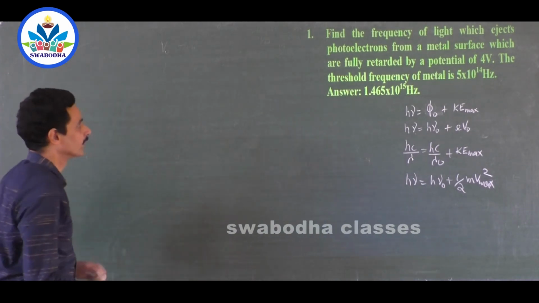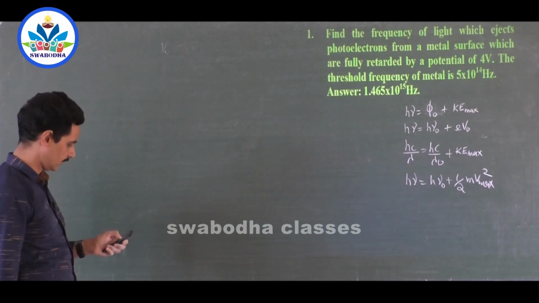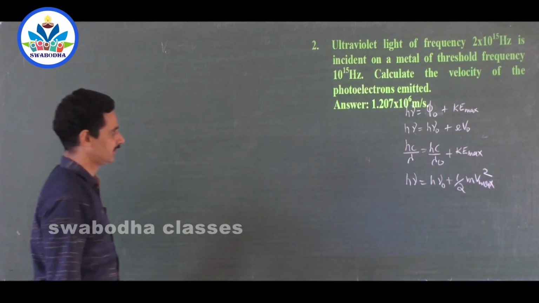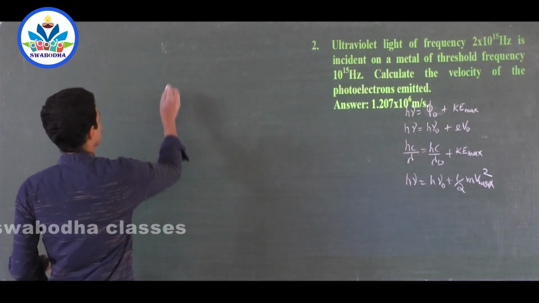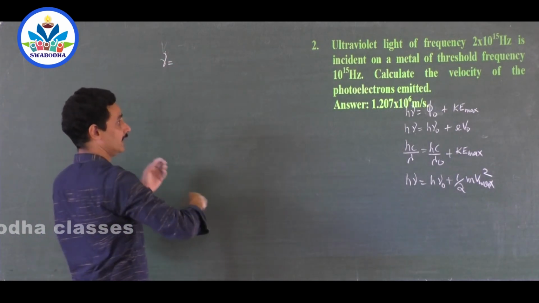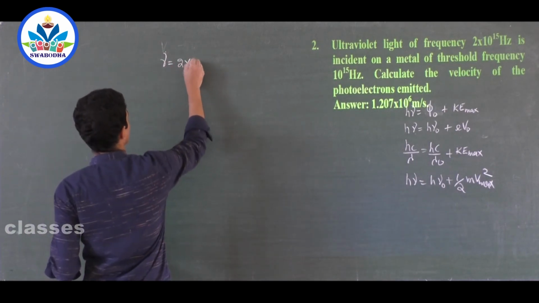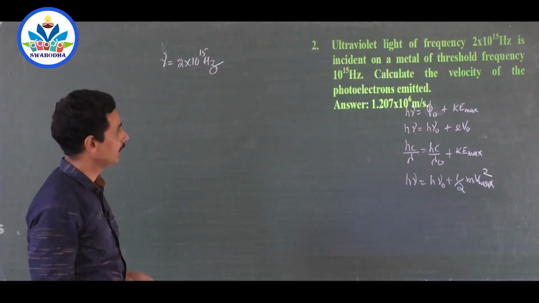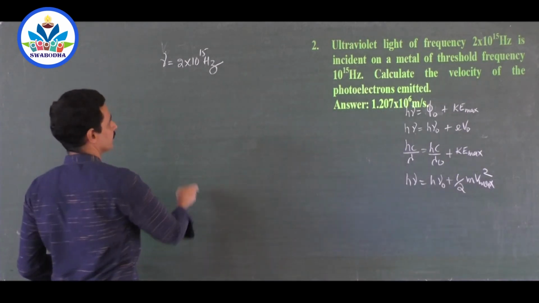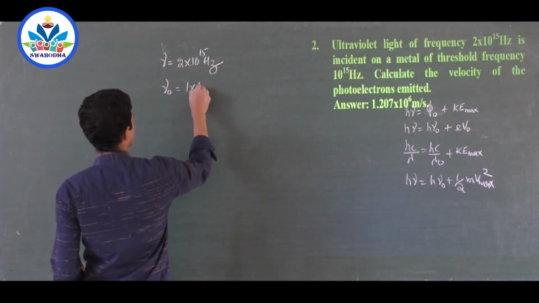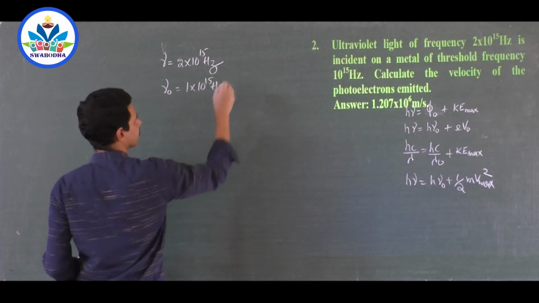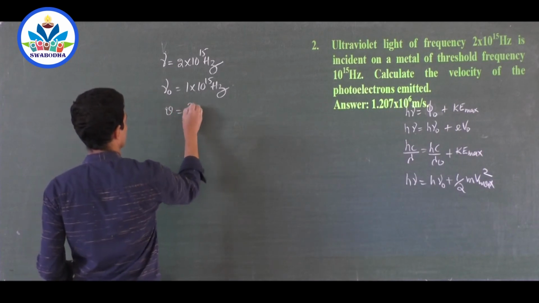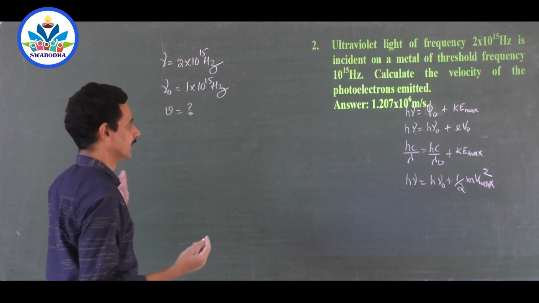Yes. Ultraviolet light of frequency 2 into 10 to the power 15 hertz is incident on a metal of threshold frequency nu naught, 1 into 10 to the power 15 hertz. Calculate the velocity of photoelectrons emitted. V is how much? Okay, let it be.